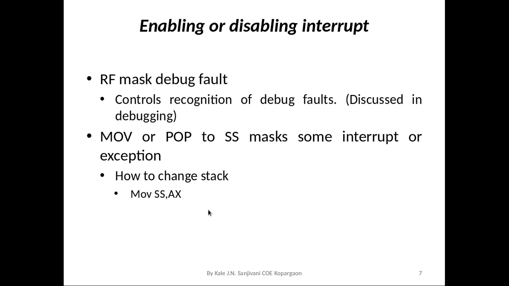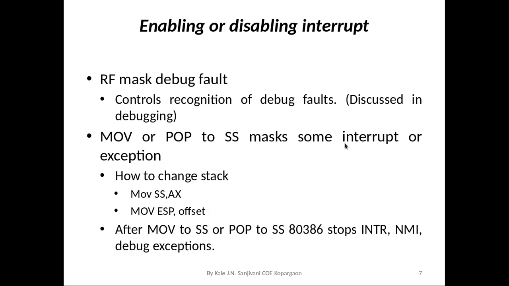So that's why whenever you are trying to copy some value into the SSR register, whenever you are trying to change the content of the SSR register, 80386 will mask some interrupts or exceptions. Which are those interrupts or exceptions that are stopped? 80386 will stop INTR, NMI and debug exception. So this is about enabling and disabling the interrupts.